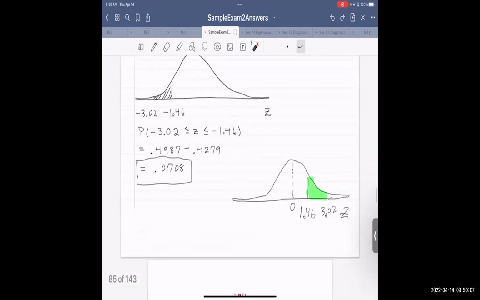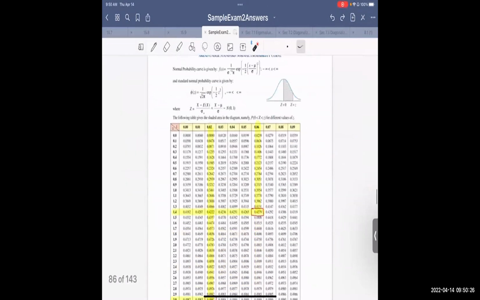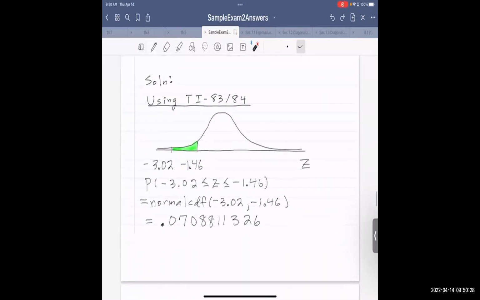And so let's subtract this area minus this area, which will give us this area here. So 0.4987 minus 0.4279 is 0.0708. We could also do this using technology.